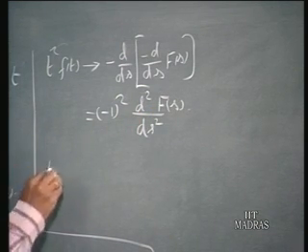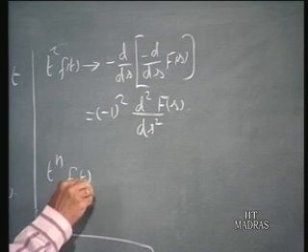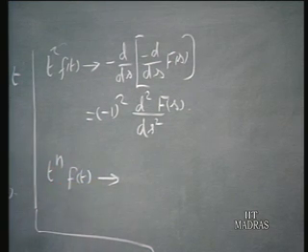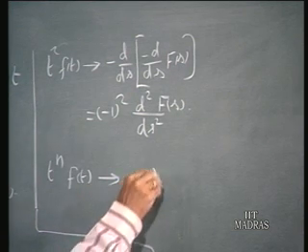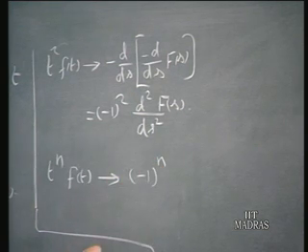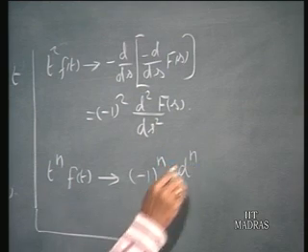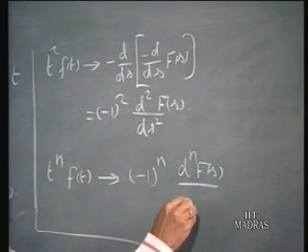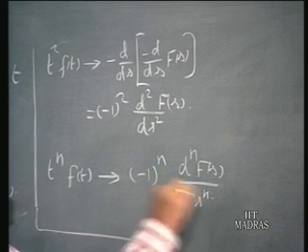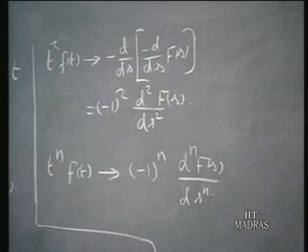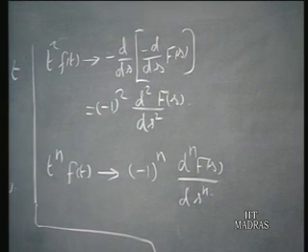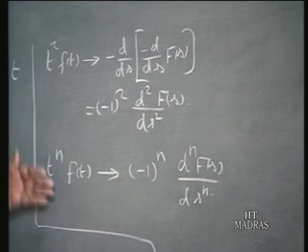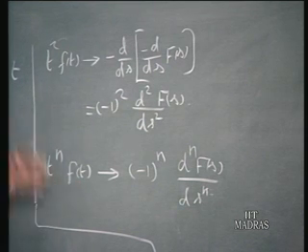So you have t to the n f(t). It turns out to be, if you take t to the n, you have minus 1 raised to the power of n, the nth derivative of F(s). All the time we are assuming that these are causal functions. What if I write t to the n f(t), we assume that t to the n f(t) will be 0 for negative values. So this is understood.